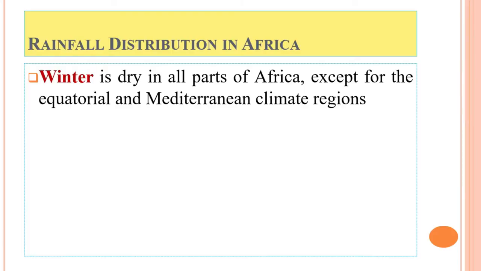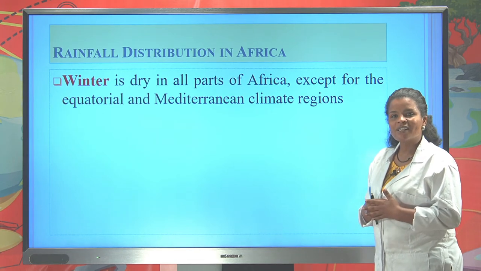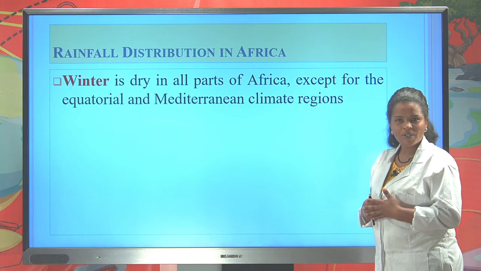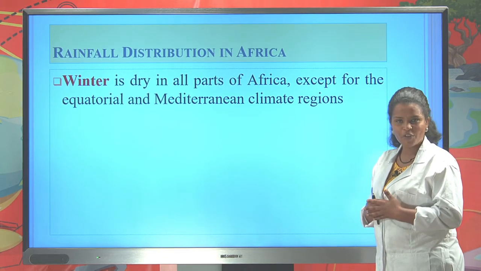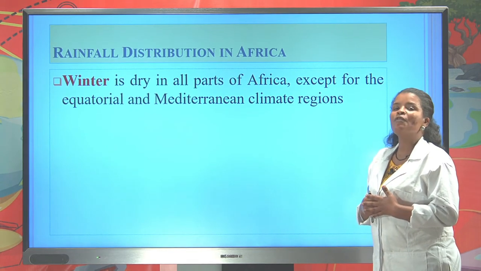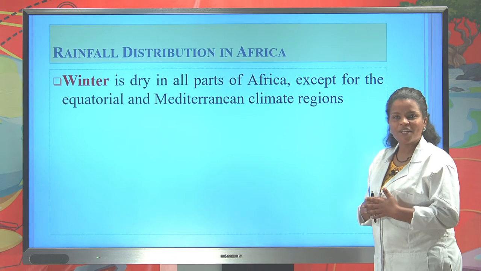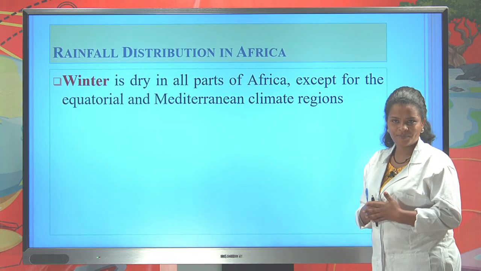The winter season is dry in all parts of Africa except for the equatorial and Mediterranean climatic regions. The equatorial climatic region receives rainfall all year, for 8 and above months. It has high rainfall and high temperatures throughout the year. Why does this equatorial rainforest region receive high rainfall? Because of the influence of onshore wind.